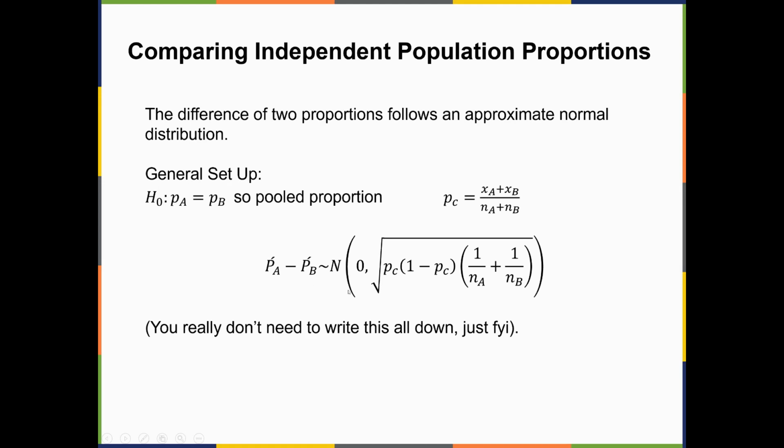The difference follows the normal distribution with a mean of 0 and a standard deviation of this big, ugly mess right there. However, you don't really need to write this down. We're going to be using our hypothesis calculator online. We'll go back over and talk about how this looked at the end.